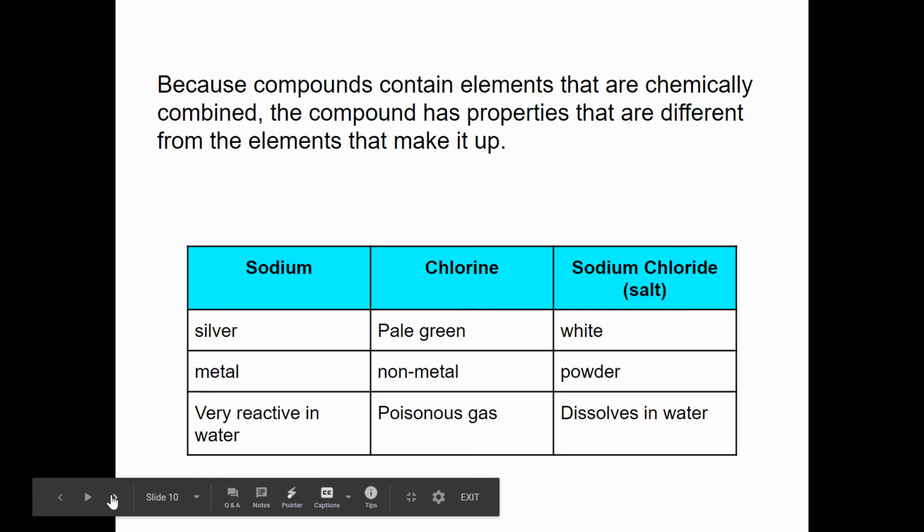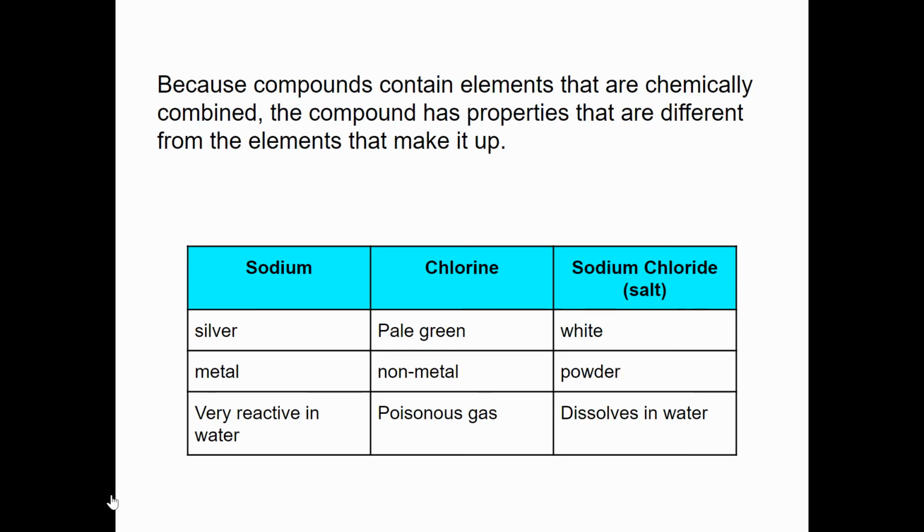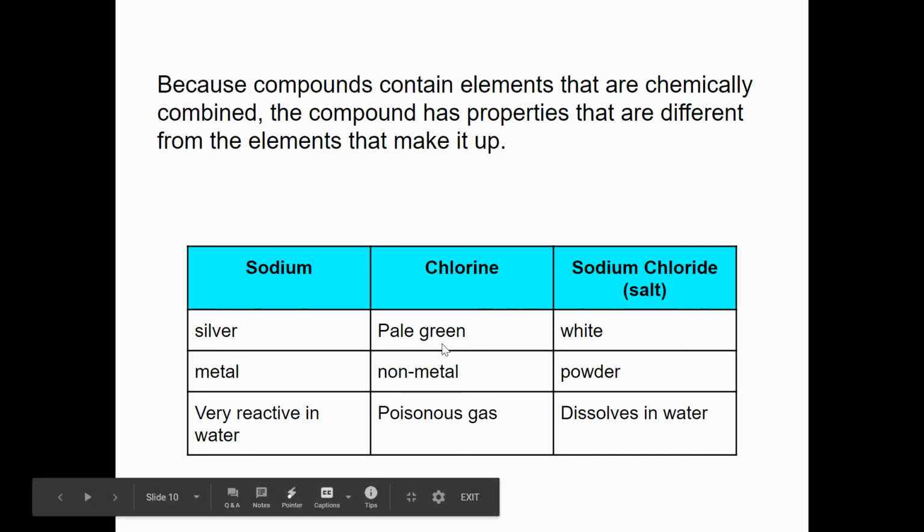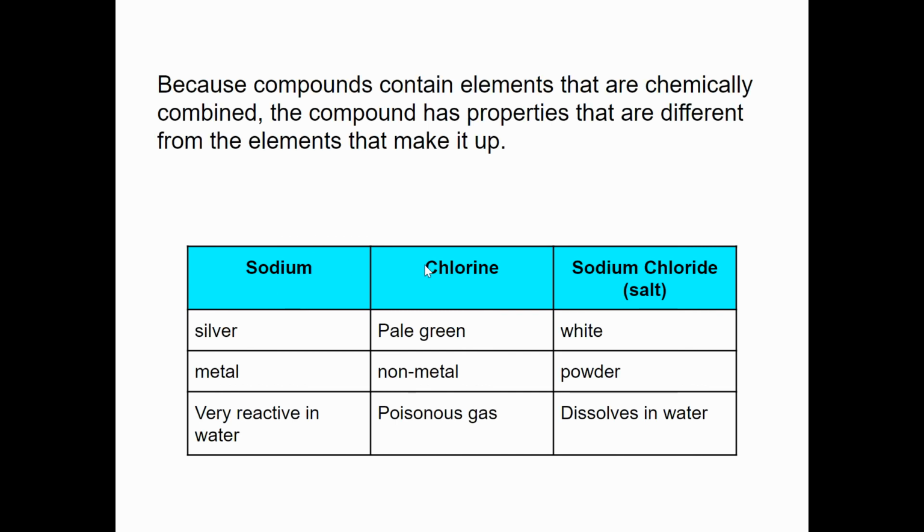Because compounds contain elements that are chemically combined, the compound has properties that are different from the elements that make it up. We've used the example of salt. Salt is sodium chloride up here on the right. And you know what salt is. It's a white powder. It dissolves in water. You're familiar with it. It's delicious. We all love it. But it's made of sodium and chlorine.